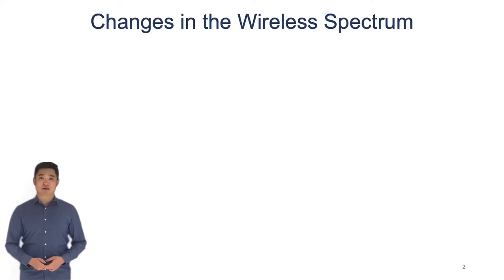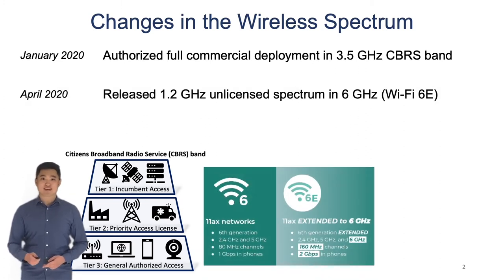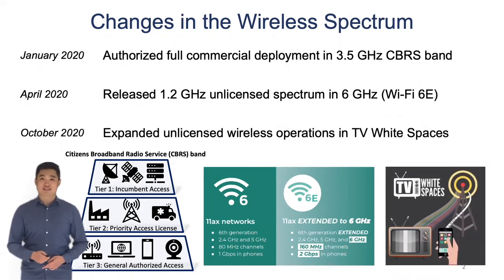The wireless spectrum has changed significantly in the past decade. For example, in 2020 alone, the Federal Communications Commission, FCC, has authorized full commercial deployment in the 3.5 GHz CBRS band. It also released 1.2 GHz of unlicensed spectrum in 6 GHz, which will be used for Wi-Fi 6E. Moreover, unlicensed wireless operations in TV white spaces have also been expanded.